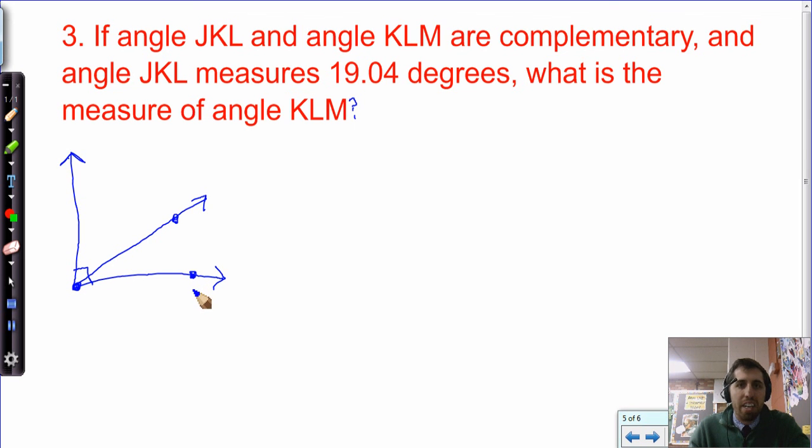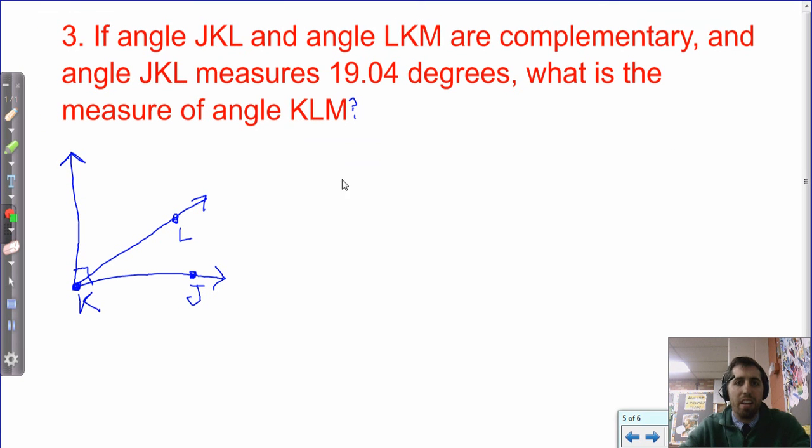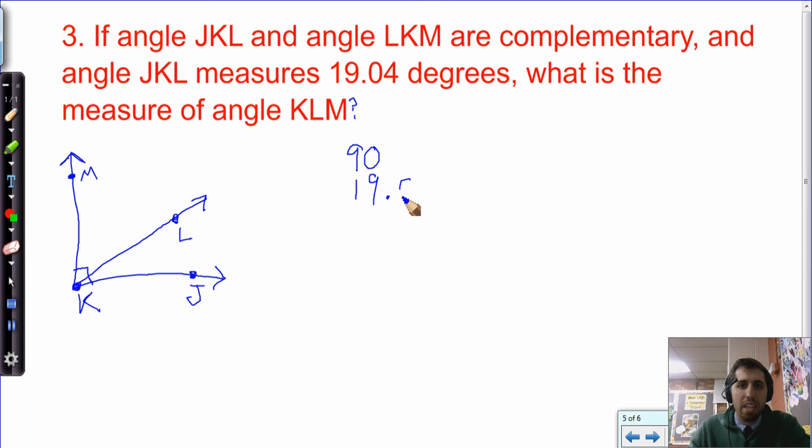That's JKL. So if I'm going to name that, it should be JK, again the vertex in the middle, L. And then my other angle is L. Oh, these need to have the same vertex, so I made a mistake there. It should be LKM. So if I'm going to draw LKM as well, LK, this is the complementary angle because together they make 90 degrees. They make a right angle when you put them together. So I know that 90 degrees, I'm going to subtract 19 and 4/100 to find the angle measure of LKM.